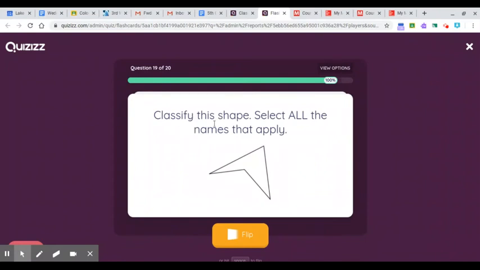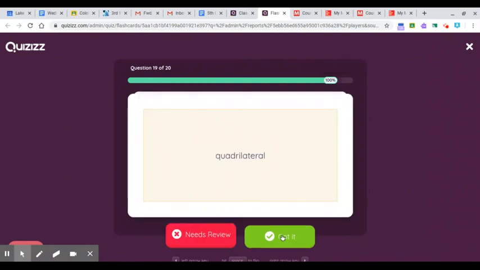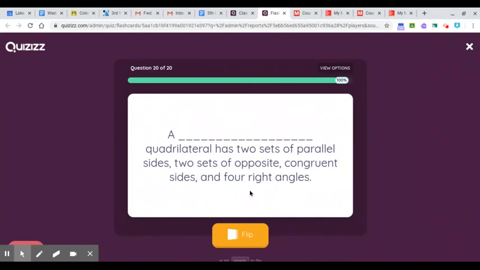Okay, classify this shape. Select all the names that apply. Okay, so I see 4 sides here, so it's going to be a quadrilateral for sure. What else do we have? It's definitely not a square or a rhombus, right? Rectangle, parallelogram. I'm going to go with just a quadrilateral, just because it's 4-sided. All right, we are on our last question.